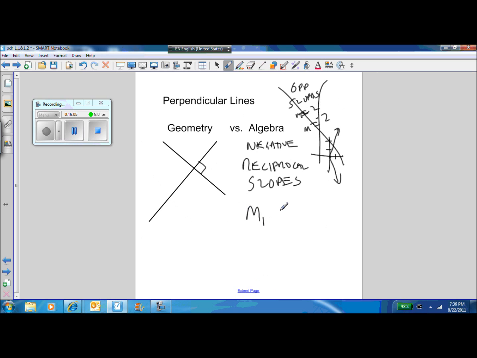So slope 1 times slope 2 equals negative 1, or the perpendicular slope is negative 1 over the original slope. That's that negative reciprocal idea. You're reciprocating and you're negatizing it.